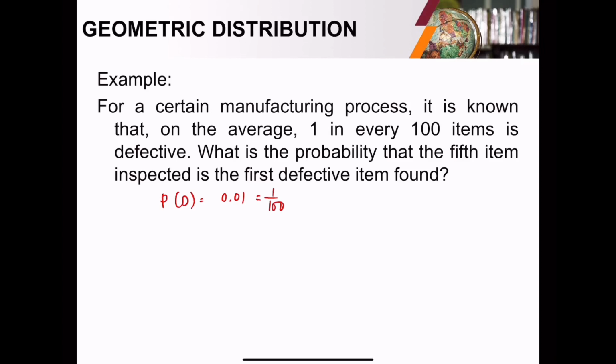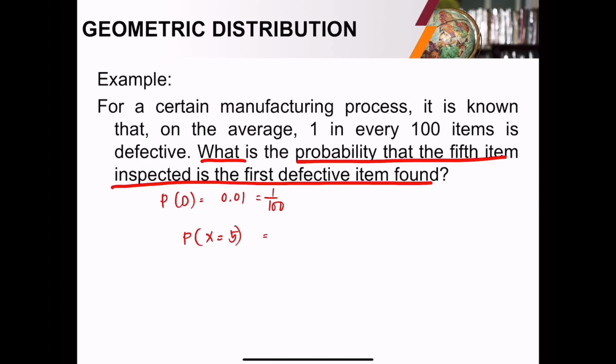Okay, so what is the probability that the 5th item inspected is the first defective item found? The phrasing of the question already suggests that we are looking for the probability of the random variable being equal to the number of trials we need to do until the first success in the experiment is obtained. So if we're going to solve this, it will be equivalent to the probability of x equal to 5, right? Because the 5th item is our first success.